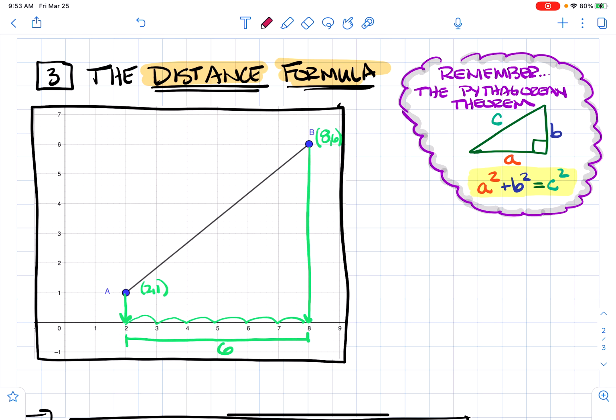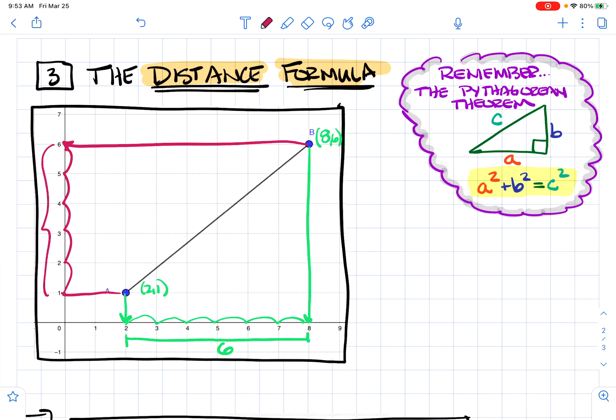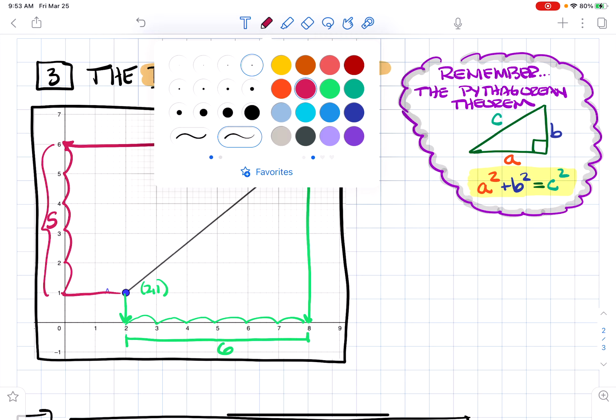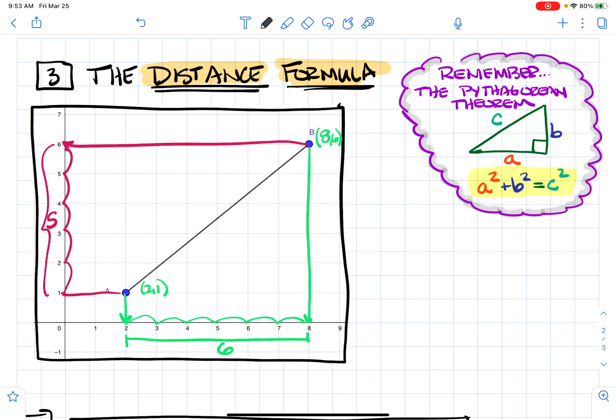I'm going to do this exact same thing with the y's. I'm going to draw a line back and figure out this distance here. Well, this is 1, 2, 3, 4, 5. This distance would be 5. Now what I can do is draw a right triangle on the page, right here. So I could draw this side and this side, and make a right triangle right on the page. And I would see that this distance is still 6, this distance is still 5, and this side, the hypotenuse, is what I'm interested in. This is the distance between A and B.